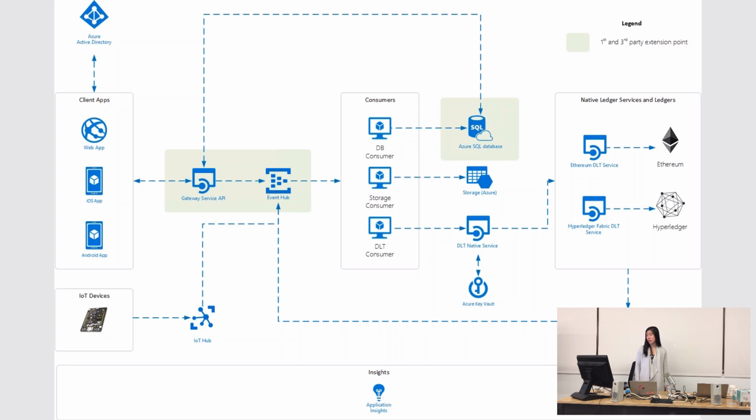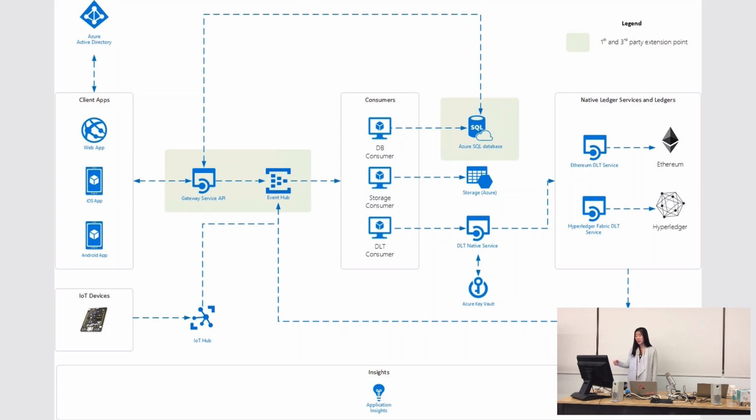And this is just a super high-level diagram of the app builder architecture. You have your client apps at the front, talking to the gateway service API, which pushes events to the event hub, and there's a number of consumers getting messages from the event hub. Depending on what the message is, it'll either get consumed by a database consumer, storage consumer, or a distributed ledger consumer. Essentially, it takes these events and writes them to the ledger.